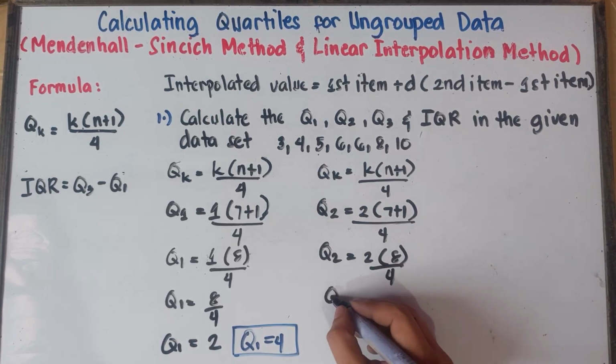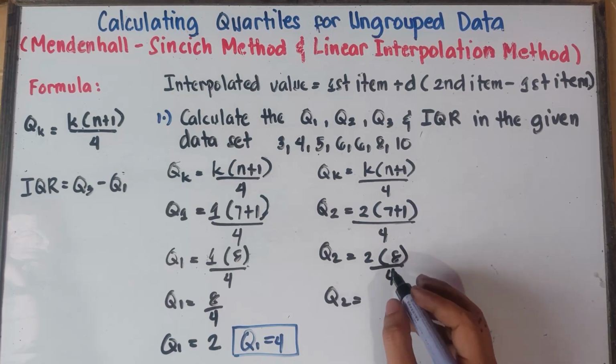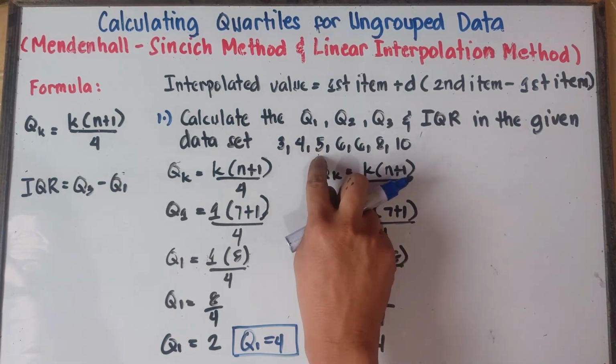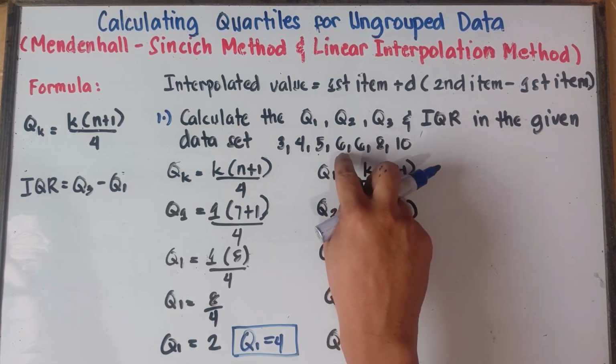Divide by 4, so quartile 2 is 2 times 8, that would be 16. Divide by 4. Quartile 2 is 4. So the quartile 2 is on the 4th position. First, second, third, and then fourth. Therefore, class, quartile 2 is 6.